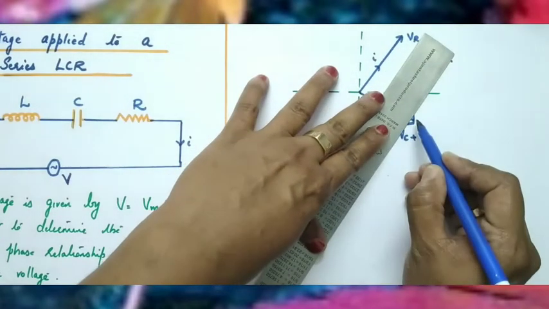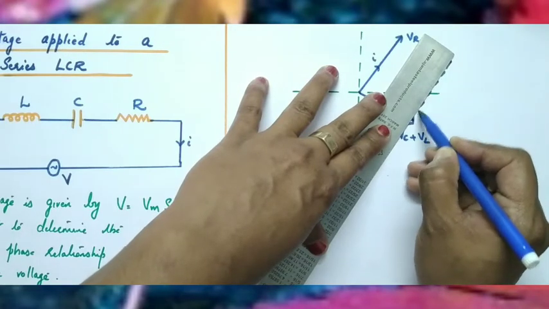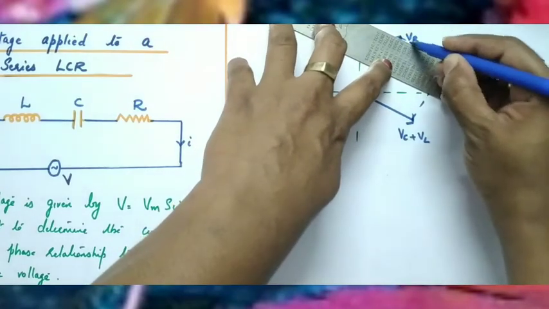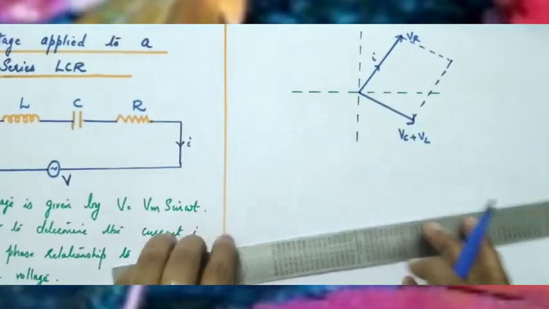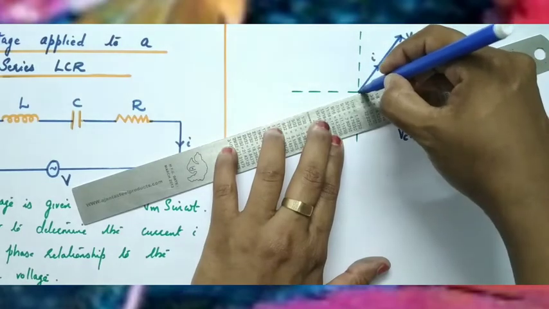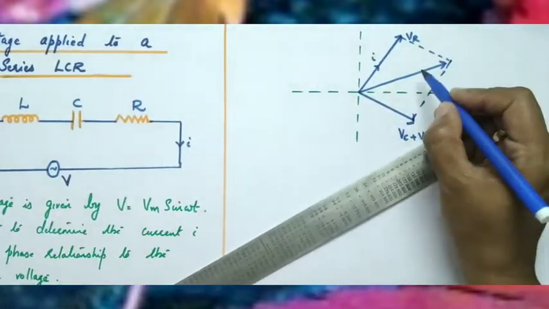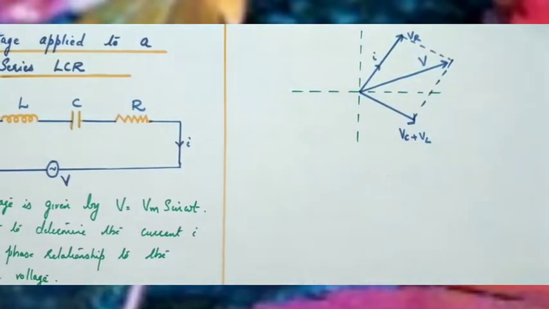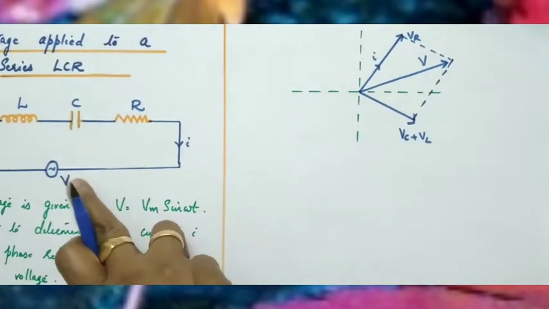So we can draw a parallel to this vector VR, and here we can draw a parallel to VC plus VL. Okay children, so here complete the parallelogram, and the resultant is given by the diagonal according to the parallelogram law of vector addition. So this is the resultant vector V. VR and VC plus VL combine to form the resultant V. Clear? So this is the AC voltage.